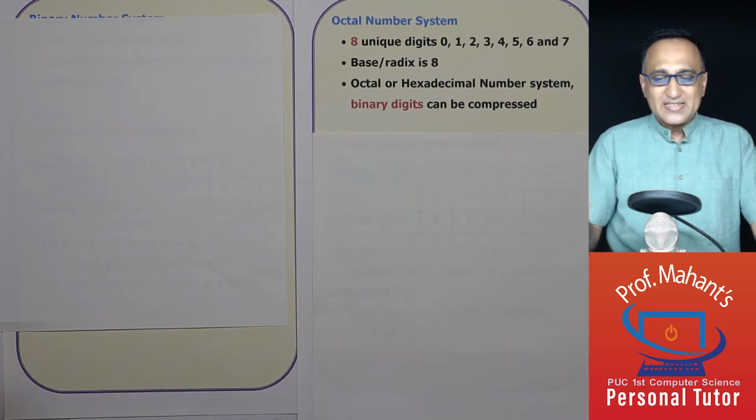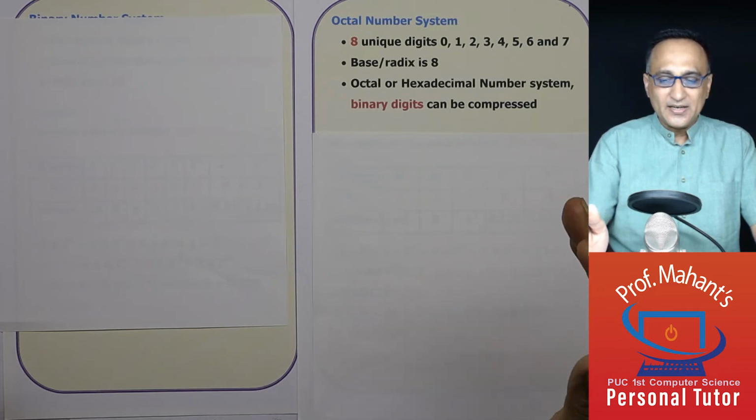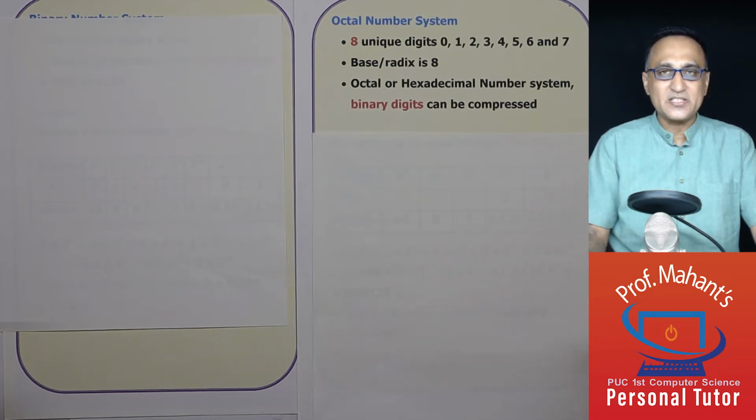In an octal or hexadecimal number system, the advantage, and the reason why we learn and understand the octal and hexadecimal systems, is that a group of binary digits can be represented using just a single octal or hexadecimal digit.